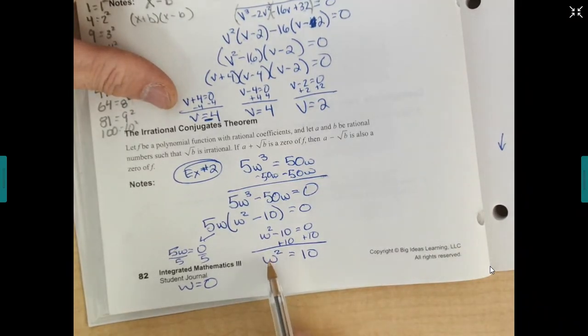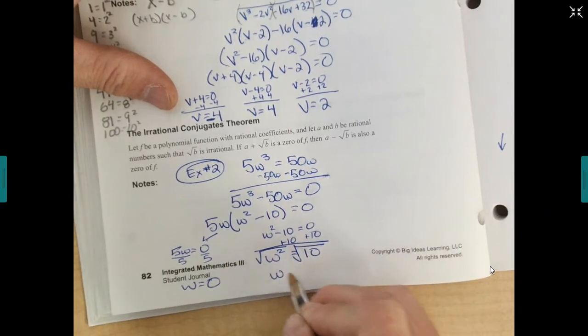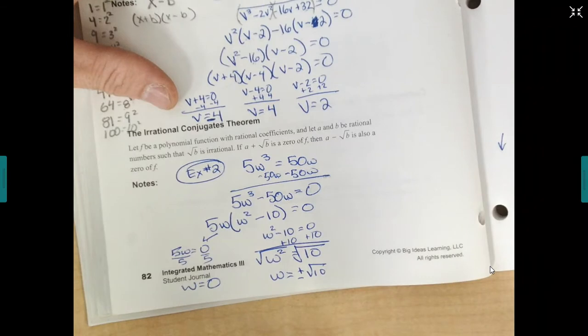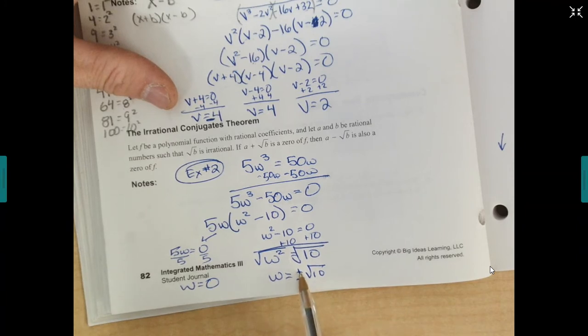Now how do I get this to just a w? Square root both sides, and I get w equals plus or minus the square root of 10. So don't forget, when you square root, it has to be a plus or minus, because a negative times negative is a positive, and positive times positive is a positive. So when you square root, you have a plus minus. So w equals plus or minus the square root of 10.